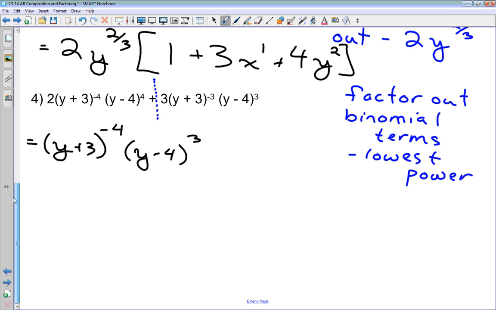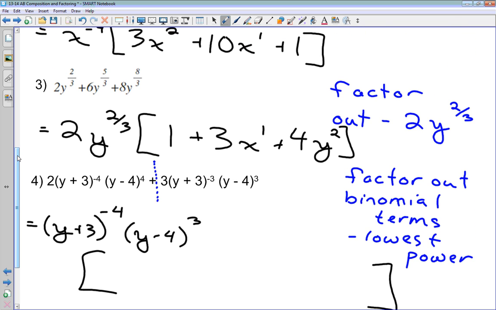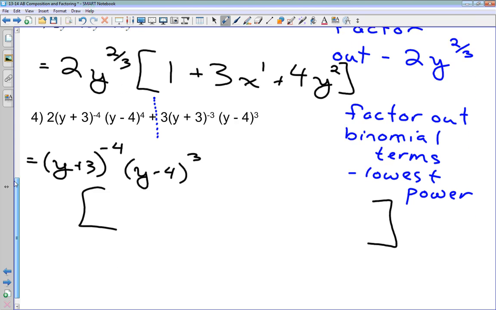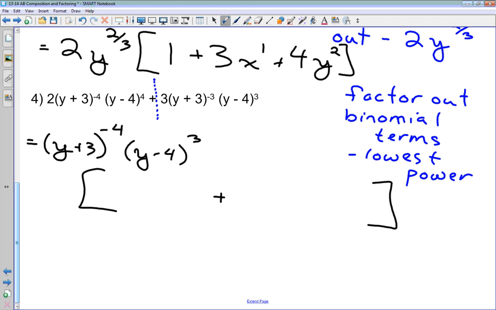And what are we going to be left with? I should have left myself more space, but we'll just go down to the line below. One way of organizing this is to say, I started with these 2 terms. That means that I'm going to have 2 terms in these big square brackets when I'm done. Just like these previous examples. I started with 3 terms up here. Inside these big square brackets, I've got 3 terms. So if I've got 2 terms, let's just divide those 2 terms that I'm going to be left with.